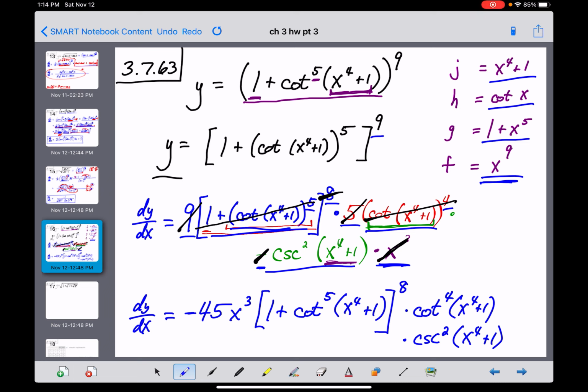All right, the cotangent and then that cosecant are going to stay right there. And there we go.